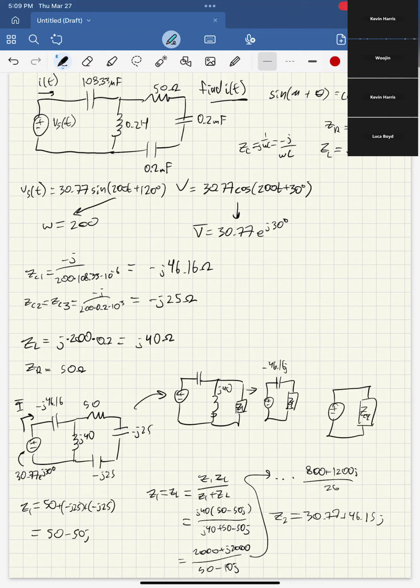I'm out of space here. I might go to the next page in a sec. Here, Z equivalent equals Z2 plus negative 46.16 J. So if I do that answer minus 46.16 J on my calculator, then we end up with basically just a very, very small rounding error. In this class, if you get a very, very small number, you can probably assume it was zero.